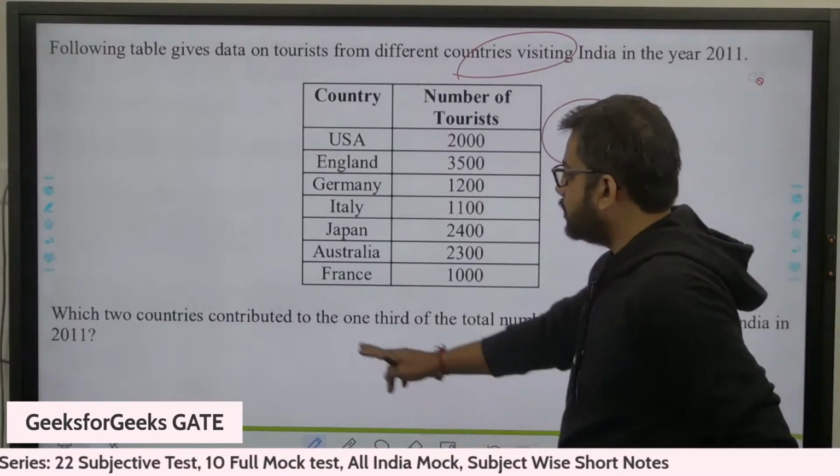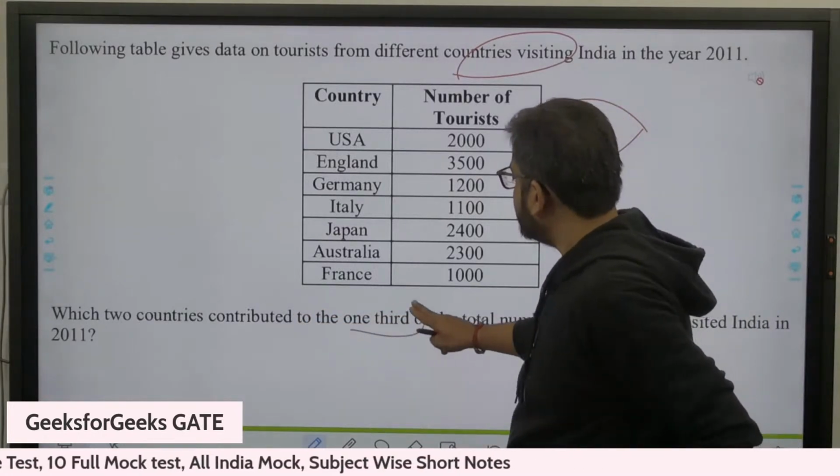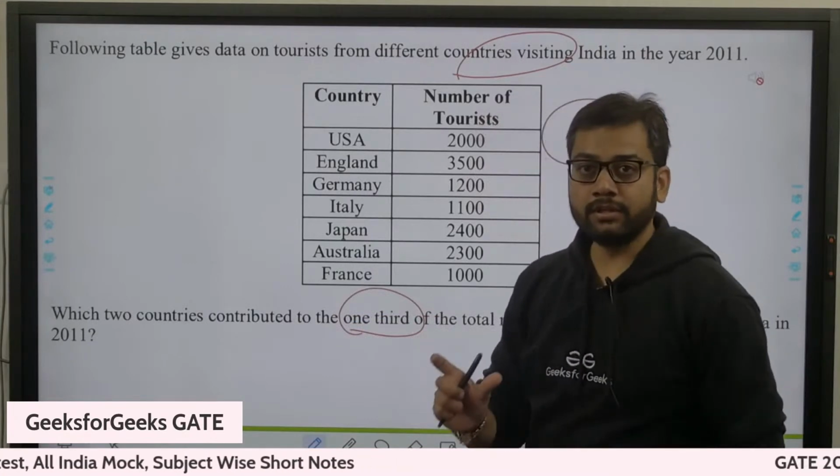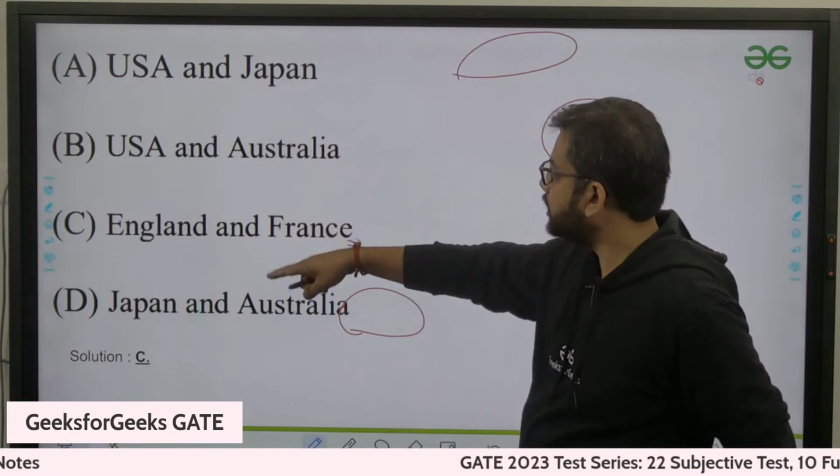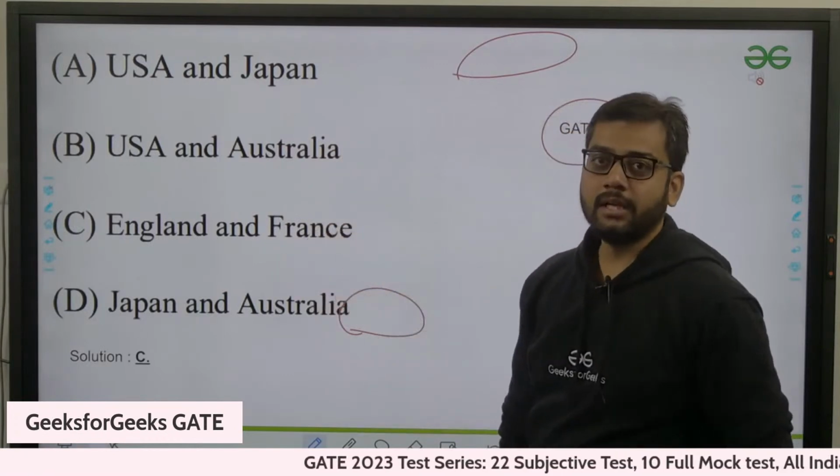Now the question is asking which country contribute the one third. So one third we need to find out. They have given the possible options: USA, Japan, USA, Australia, England, France, Japan, Australia. So we have to find out.